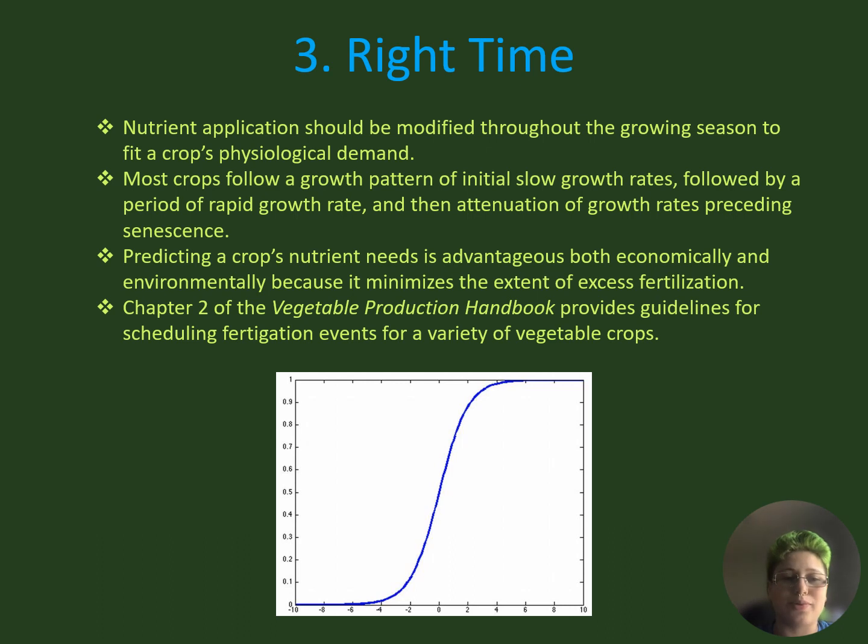The third component is the right time. Nutrient application should be modified throughout the growing season to fit a crop's physiological demand. Most crops follow a growth pattern of initial slow growth rates, followed by a period of rapid growth rate and then attenuation of growth rates preceding senescence, which is depicted in this diagram below. Predicting a crop's nutrient needs is advantageous both economically and environmentally because it minimizes the extent of excess fertilization. Chapter 2 of the Vegetable Production Handbook provides guidelines for scheduling fertigation events for a variety of vegetable crops.